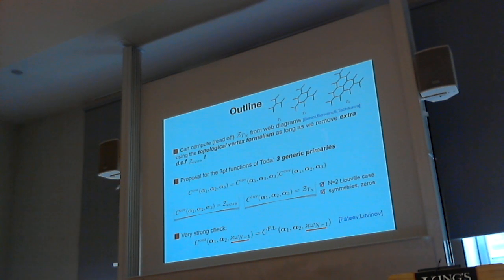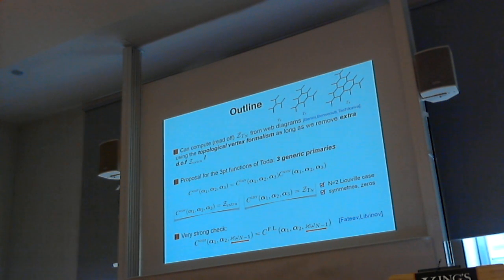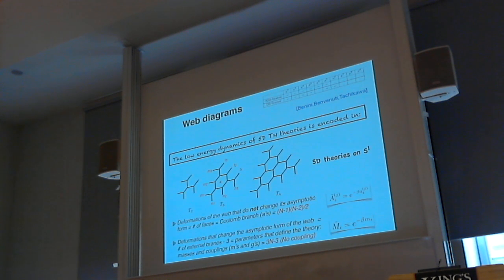And then, this theory, immediately the moment I make this conjecture, it has the correct answer for N equal to 2, which is the Liouville CFT that we all know and love. It has immediately the correct symmetries and the correct zeros. And then I will tell you how to do a very strong check. That is to take our formula, make a particular specialization, and obtain a formula that was obtained by Ludwig some years ago. So let's start.